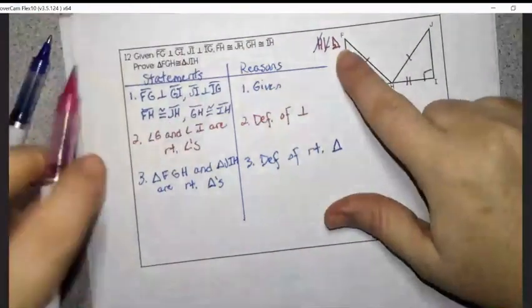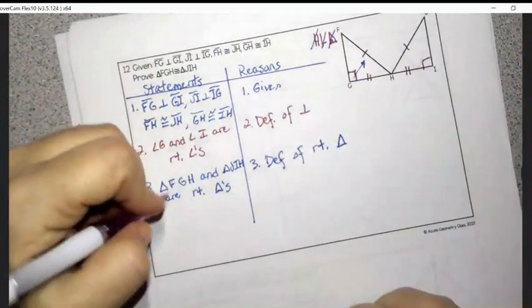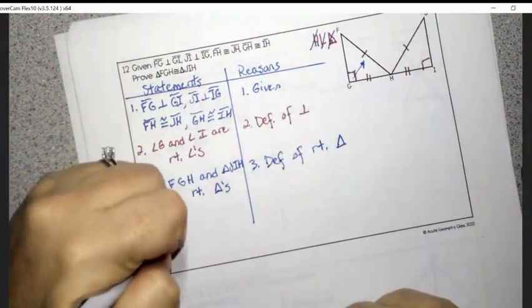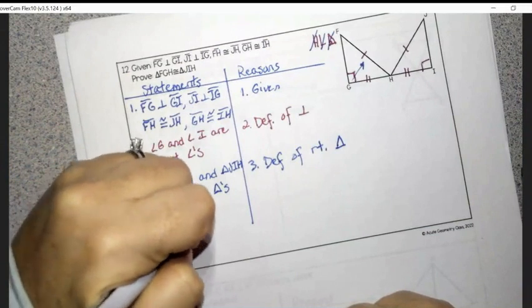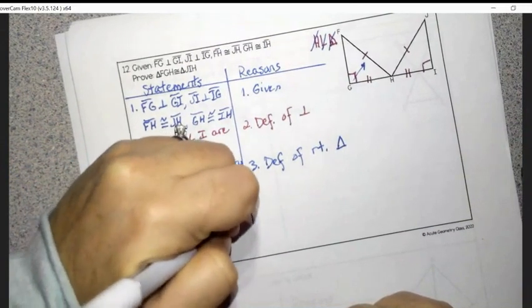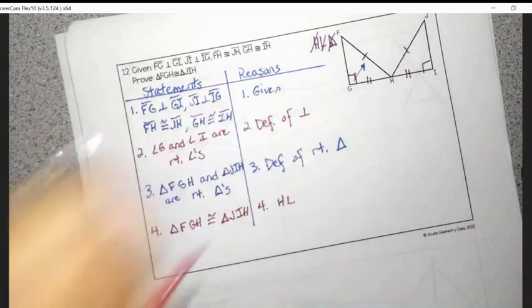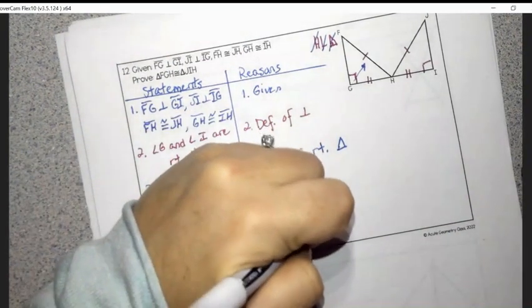And so now we've said that they are right triangles, so we can cross off that part. So now we've crossed everything off of our to-do list. So we can say that the triangles are congruent. So triangle FGH is congruent to triangle JIH. And the reason is HL. That is all for that one.